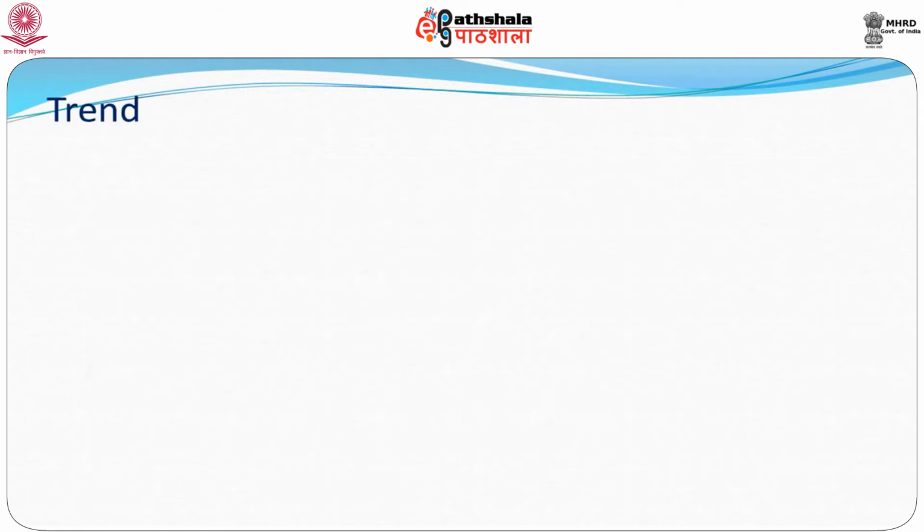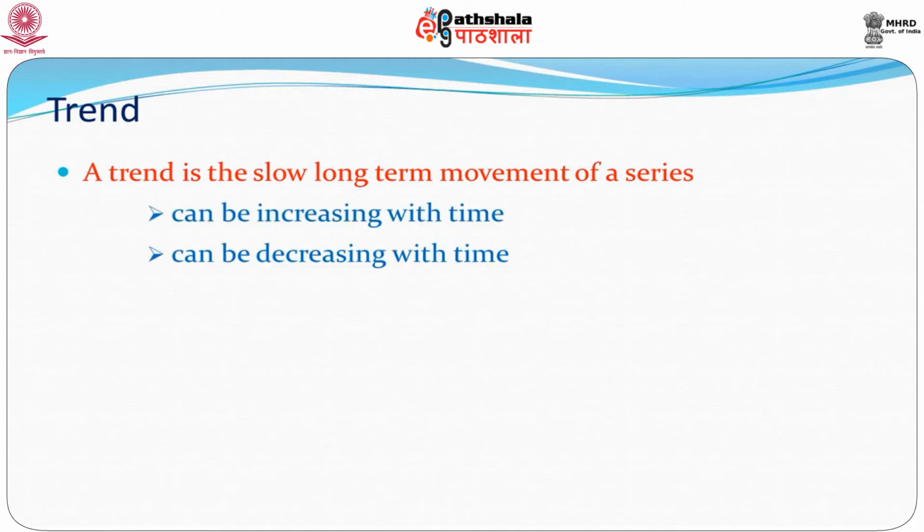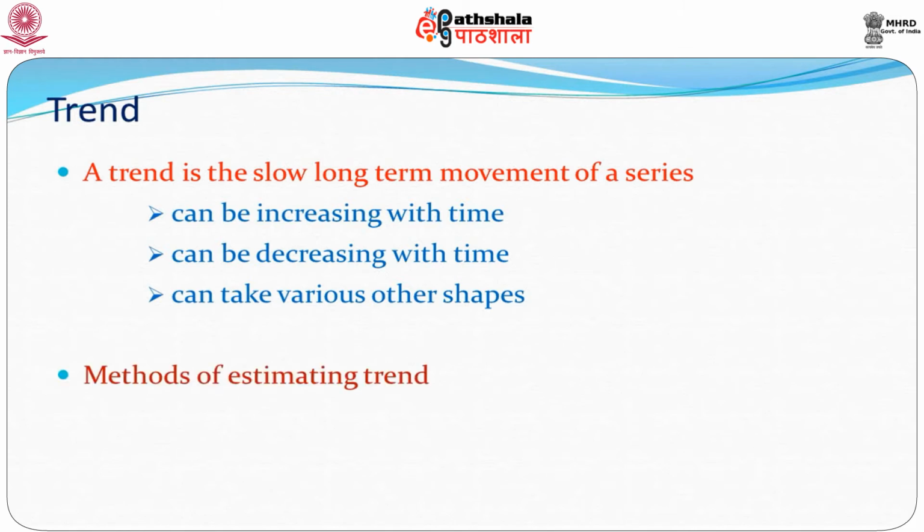Now, let us look at trend, and let us see how we can estimate trend by the classical method. So, what is trend? The trend is a slow long term movement of a series. It can be increasing, it can be decreasing with time, and it can also take various other shapes. For example, it can increase initially and then reach a peak and then start declining, or it can be exponentially increasing or exponentially decreasing. So, there are various types of trend functions that we can be looking at.